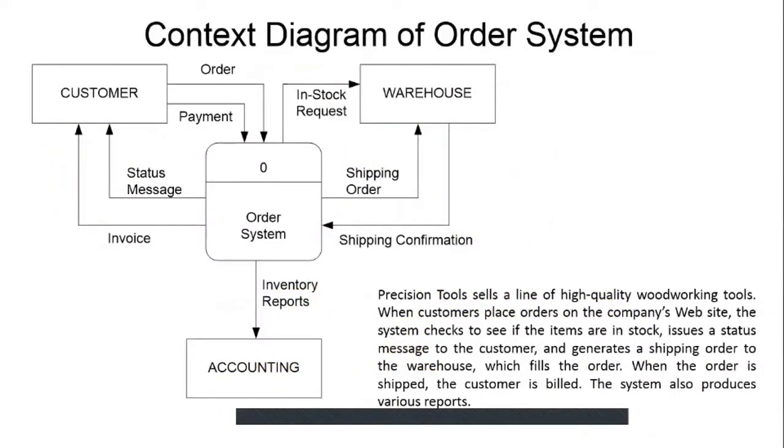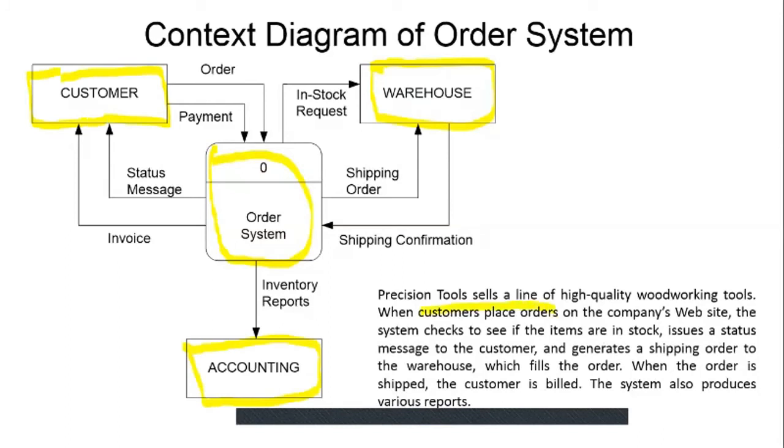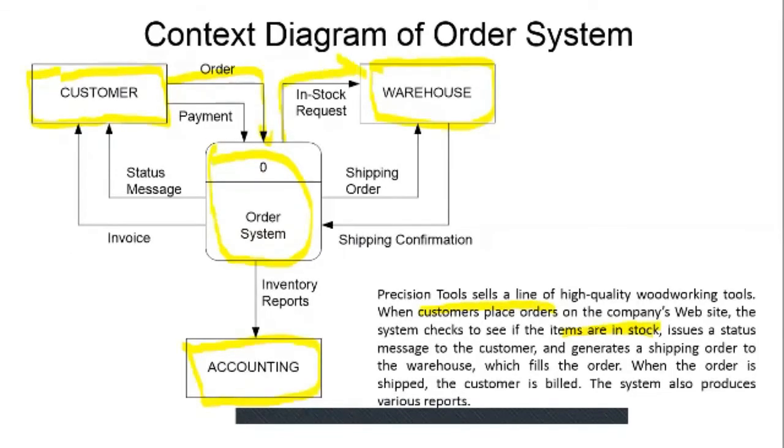The complete process has been denoted here and the three entities are denoted with the boxes over here. So the customers place orders in data flow on the company's website, that is the system, and it checks to see if the items are in stock. So in stock request is placed to the warehouse, then issues a status message to the customer. So status message is sent to the customer and generates a shipping order to the warehouse, which fills the order. This confirmation about the filling of order is sent to the system.